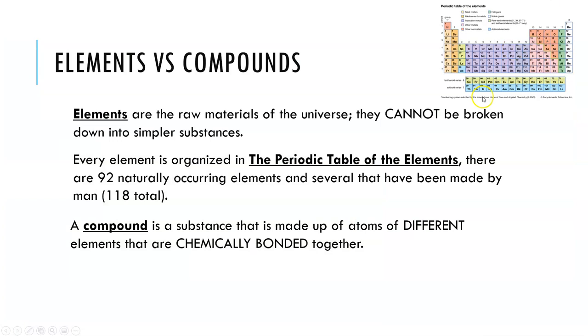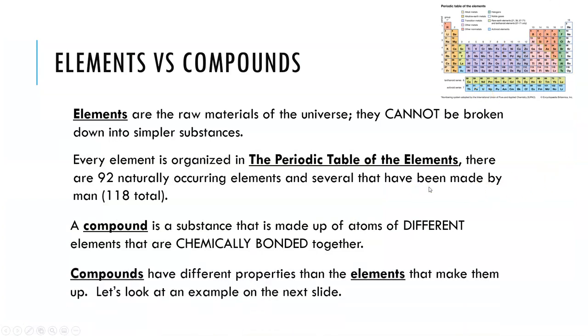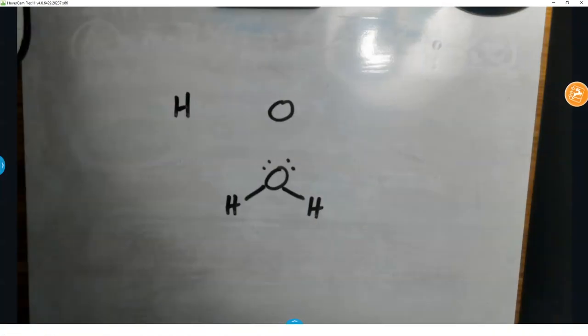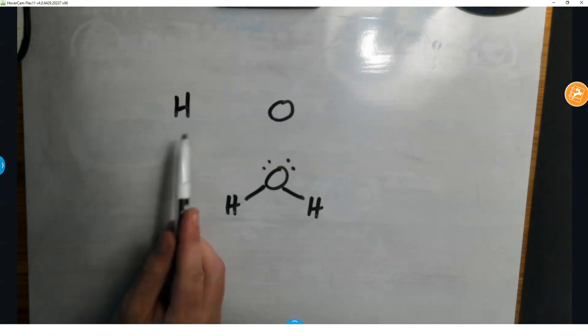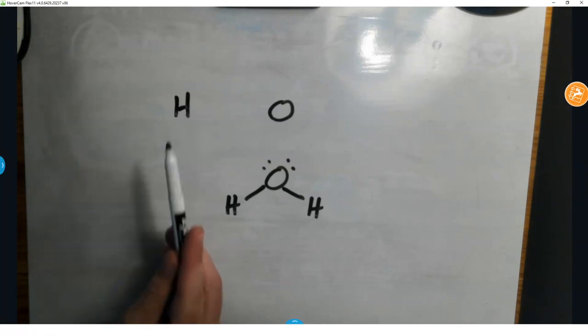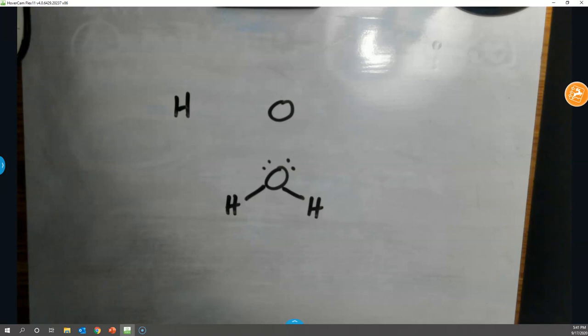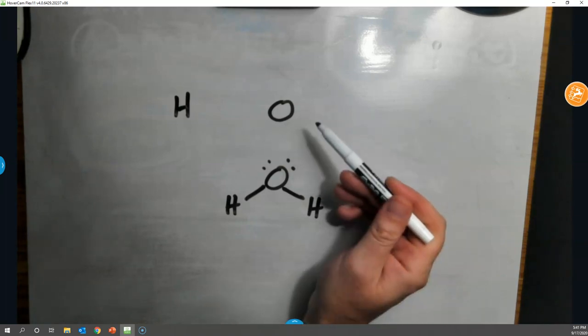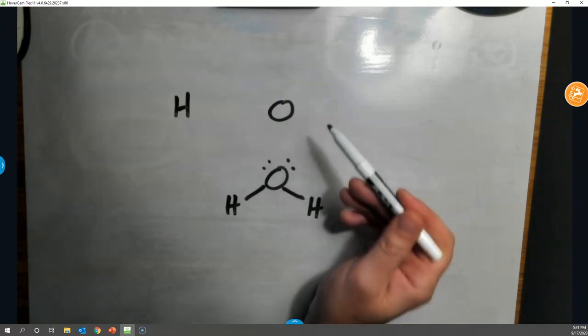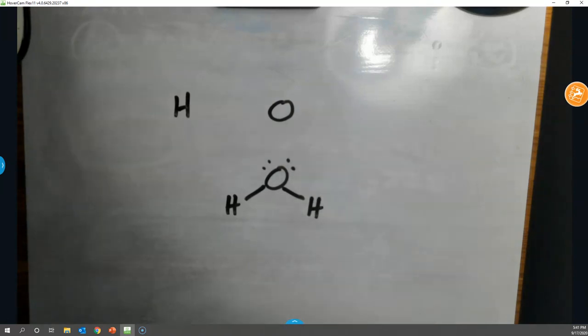Now, one thing that is important to note is that compounds do not have the same properties as the elements from whence they came. Just to go back to the water example, hydrogen is a clear, colorless, odorless gas that's very, very good at burning. If you put a flame to it, it bursts into flames. Same thing with oxygen. It's a clear, colorless, odorless gas that's very, very flammable. If you put a flame to pure oxygen, it goes up in a flash.